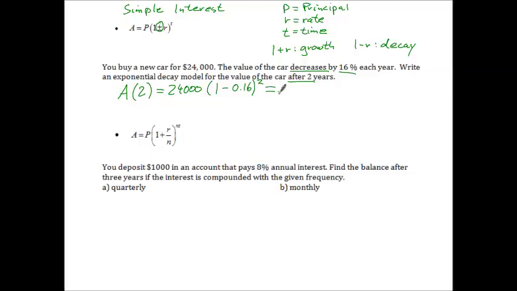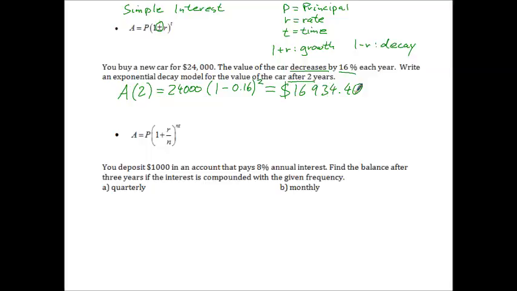16,934.4, or in other words, $16,934.40. So that's the value of your car after only 2 years. The car that you paid $24,000 for after only 2 years is worth only about $16,000. Lost a lot of money in the deal.